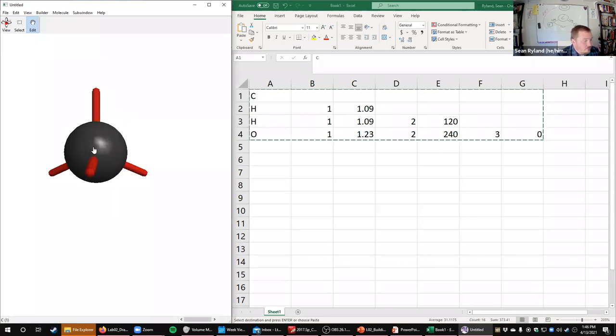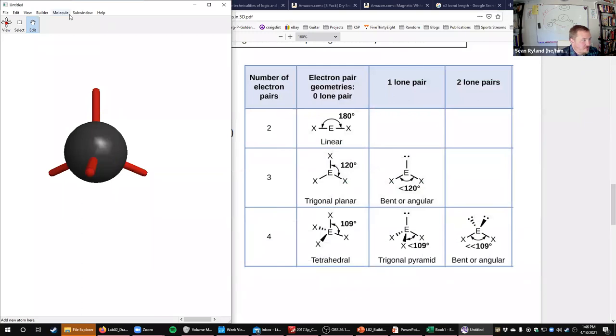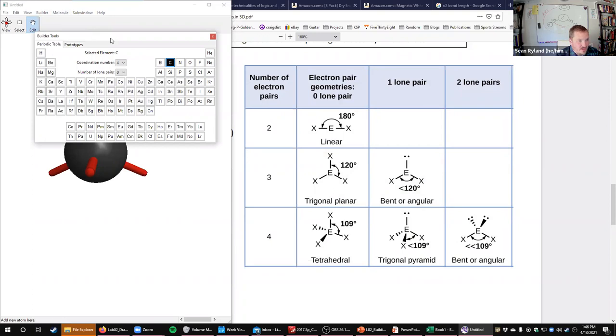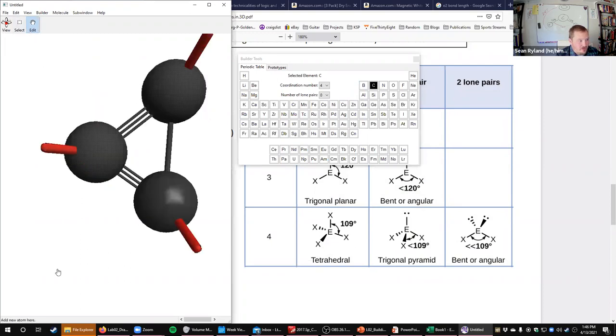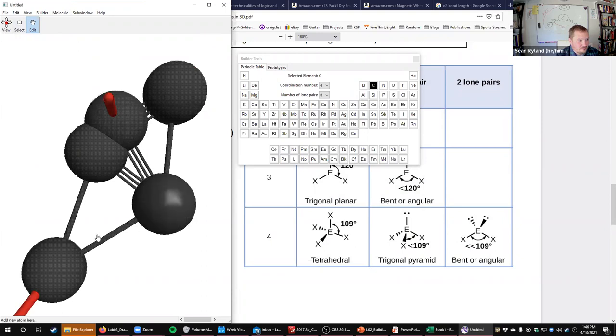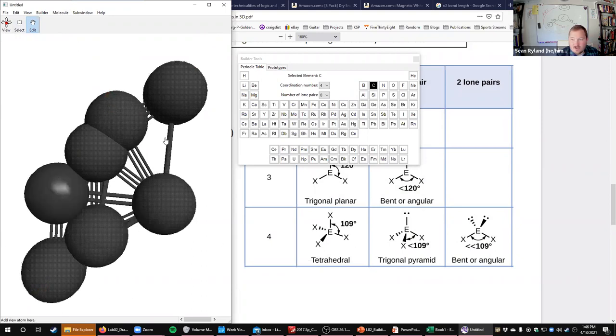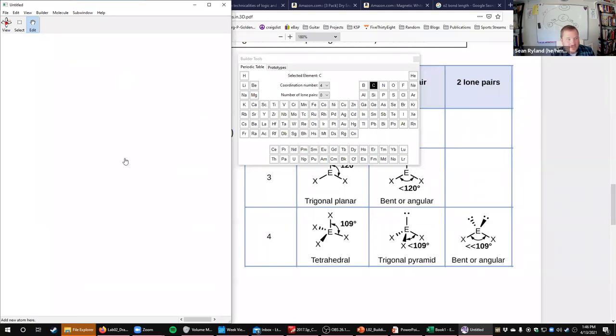So if we're going to build one of these inputs by hand, we usually want to see the build tools, which is just a periodic table. And if we're in edit mode, if you click up at the top to go into edit mode, anywhere you click, you're just going to add another carbon atom. We don't actually want all of that. So we'll control alt, select everything and just delete it.